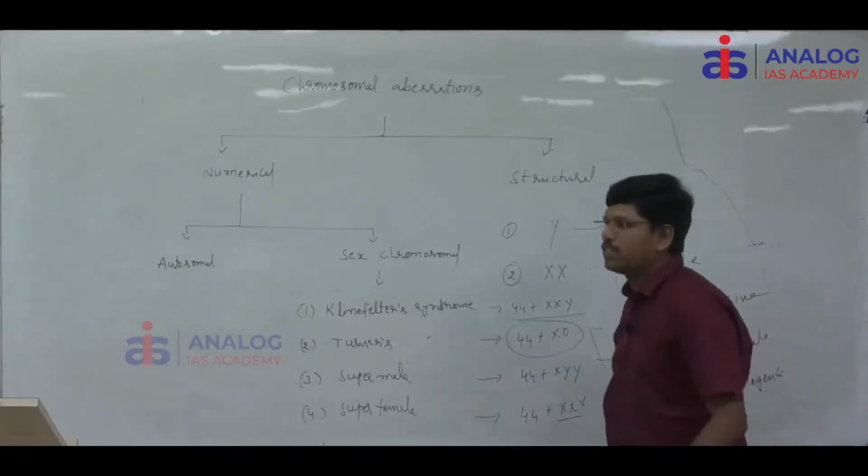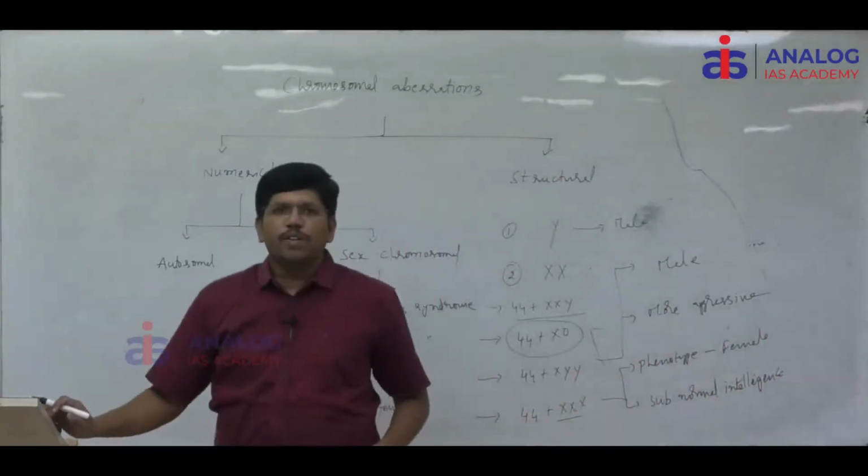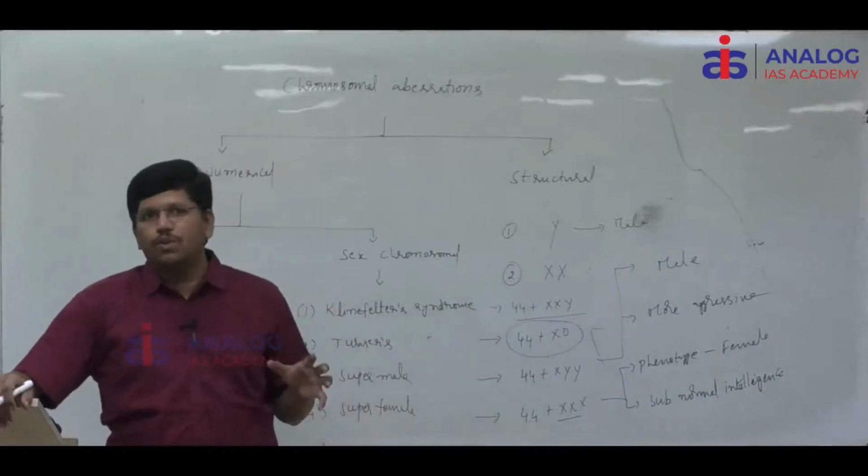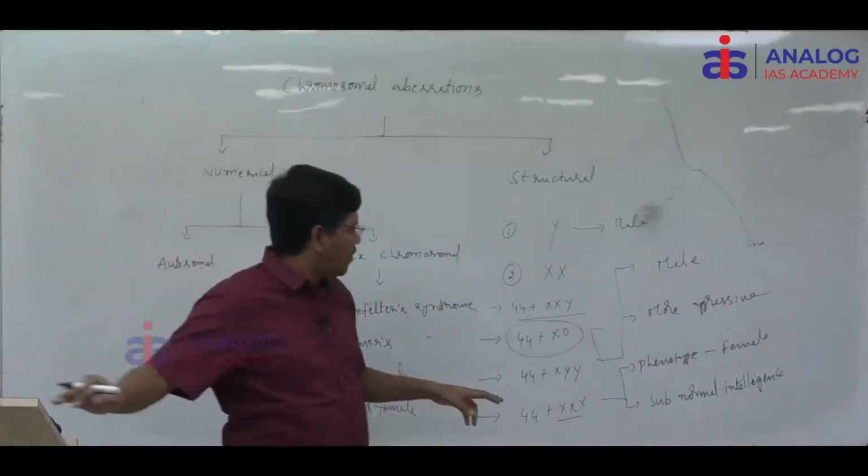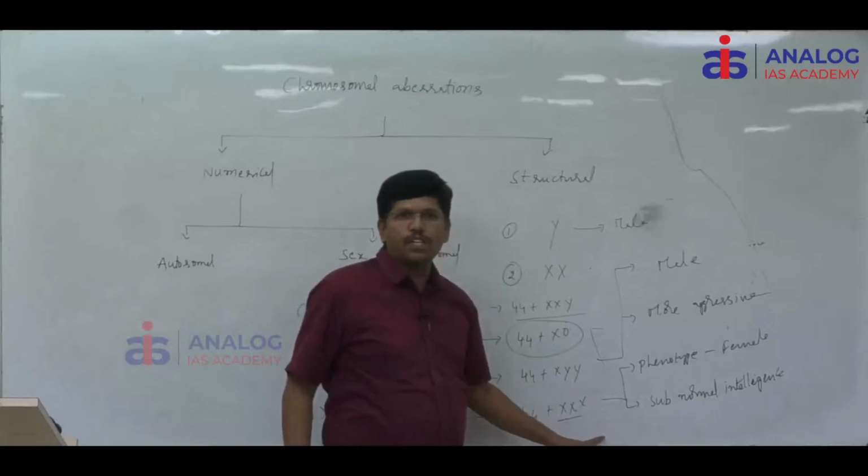Subnormal intelligence. A super female is a female with additional X chromosomes. Here, what is the number of additional X chromosomes?